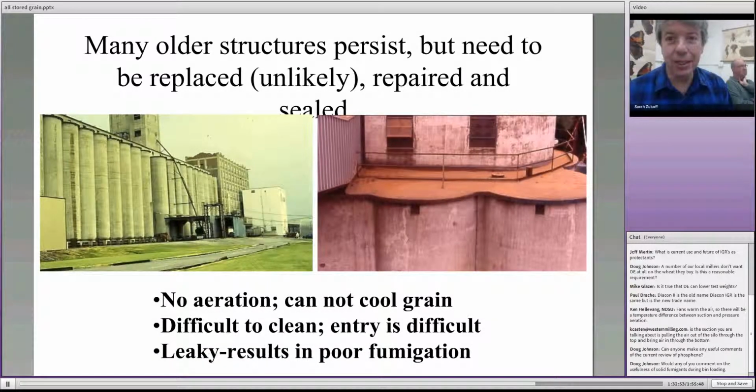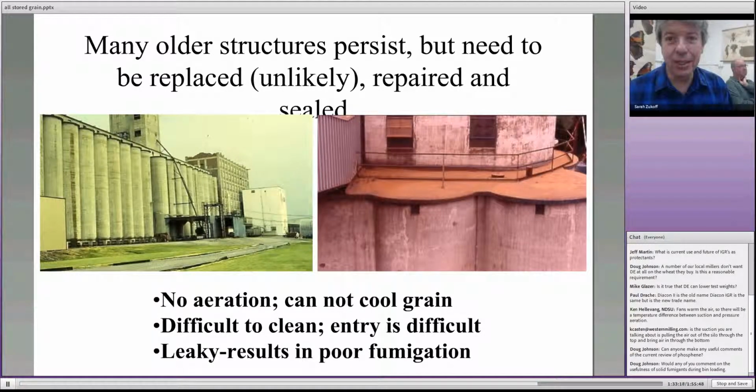A lot of the concrete elevators do not have aeration in place, so you really can't cool the grain when it's warm. They are really difficult to clean. As a matter of fact, I can safely say that probably a majority of elevators are not sending workers into the bottom, because I think it's illegal under OSHA, but even if you could open it up, very few of them are cleaning out all the bottom crud of old grain and insects.